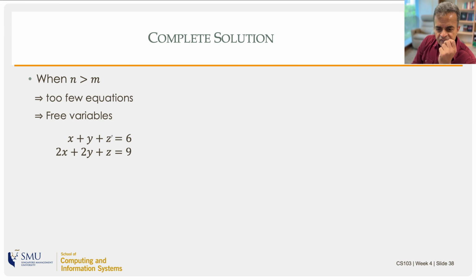The moment you have a free variable, the free variable can take any value. That's why it's called a free variable. And that will mean an infinite number of solutions if the system is consistent.